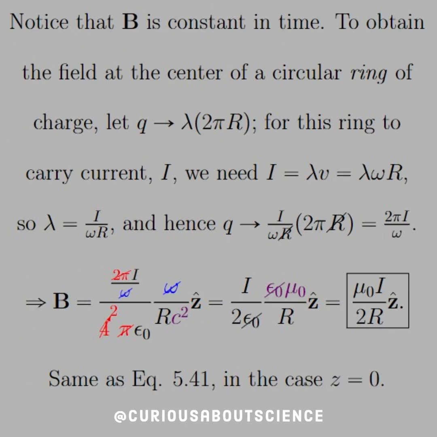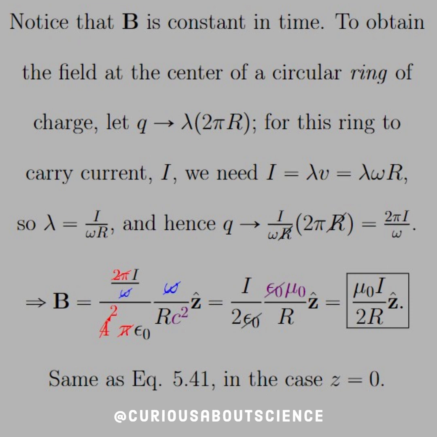So to obtain the field at the center of a ring of charge, say let Q equal lambda 2 pi r, because that would be the charge on the ring. For the ring to carry current I, we would need I equal lambda V, but V we know has to go in angular, so that's omega r. So lambda would have to equal I over omega r. And if that's the case, then Q would look like I over omega r for lambda, which cancels with the r from the 2 pi r, and Q would go to 2 pi I over omega.